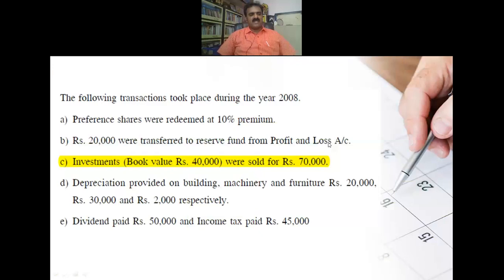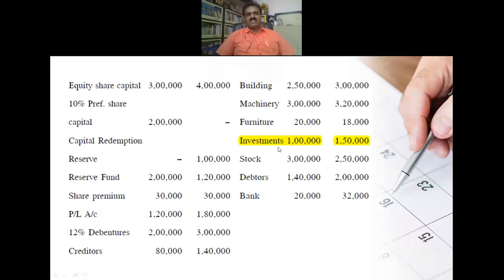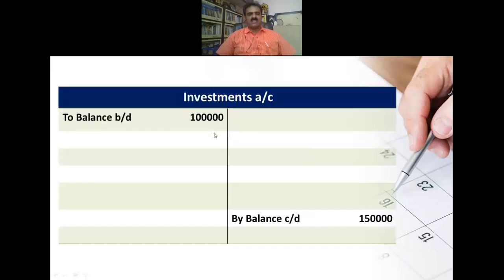The third adjustment is that the investment's value was 40,000 rupees. It was sold for 70,000. That means the book value is 40,000, sold for 70,000. That means to say there is a profit on sale to the tune of 30,000 rupees. So this is the adjustment for which you need to prepare investments account. Where the investment's opening value is 1 lakh, closing value is 1 lakh 50,000.